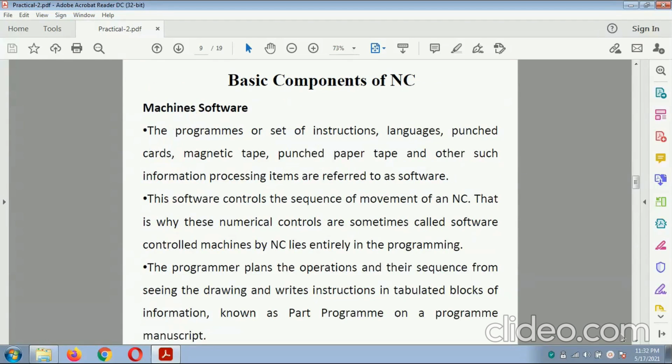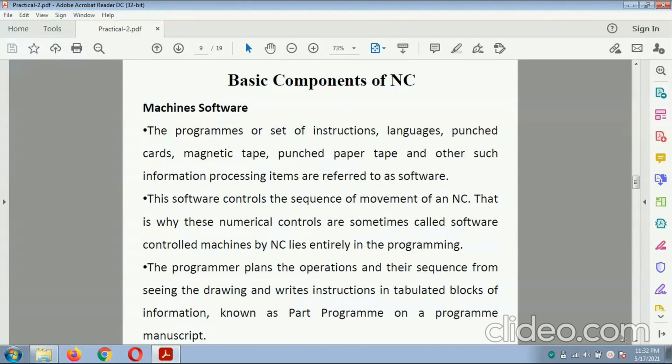The basic component of the NC machine: the machine software. The program or the set of instructions, language, punch card, magnetic tape, punched paper tape and other such information processing items are referred to as software. The software controls the sequence of movement of an NC. That is why these numerical control machines are sometimes called software controlled machines, as NC lies entirely in the programming.